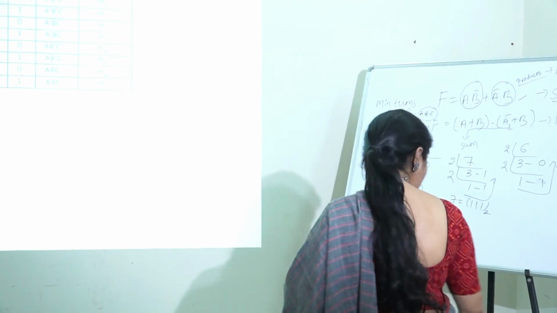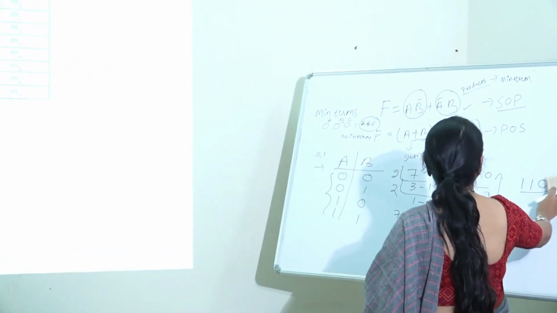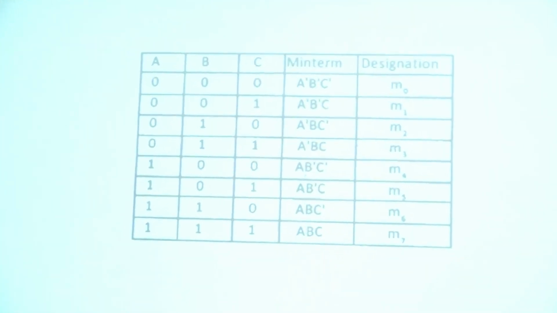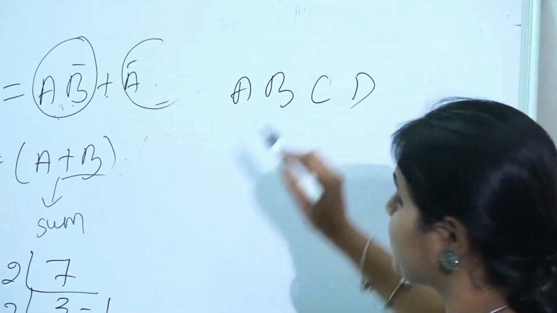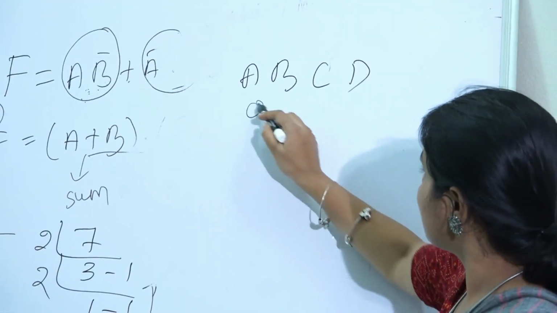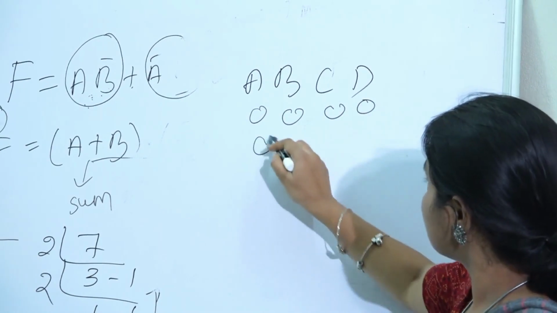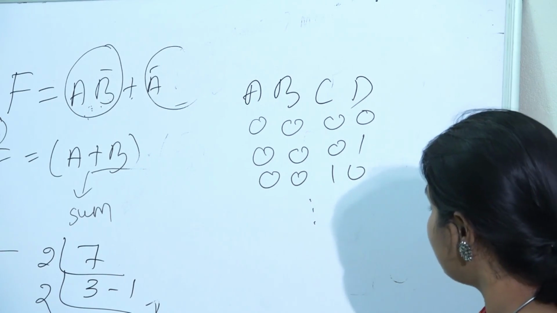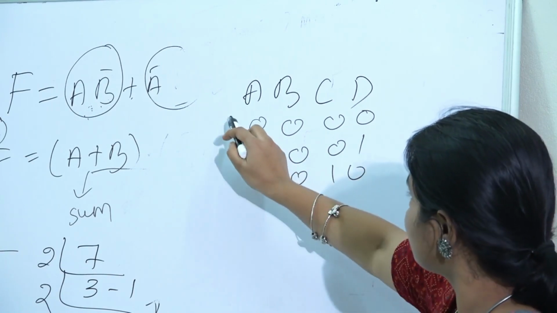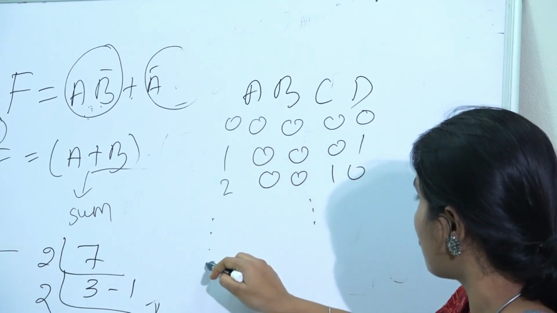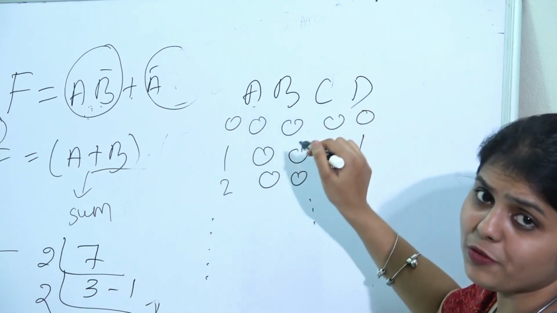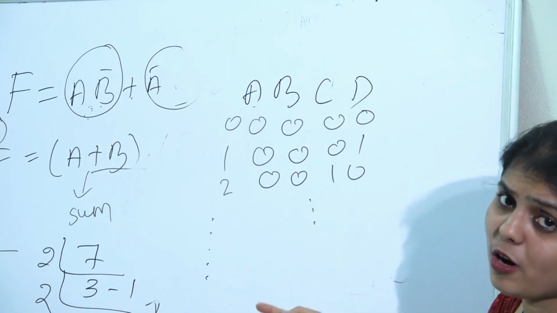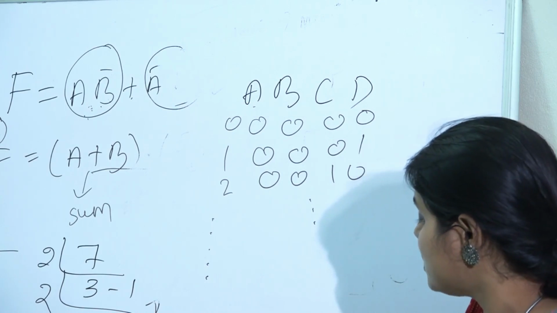Now if I want to represent 4 input variables, what do we do, guys? If I want to go for 4 input variables, what do I do? Let's say I take 4 inputs A, B, C, D. How do I represent them? 0 0 0 0, 0 0 0 1, 0 0 1 0 and so on till 1 1 1 1. So this will be 0, 1, 2 and so on. When I go for 4 input variables, I will have 16 combinations, 2 to the power of 4, so I will have 0 to 15.